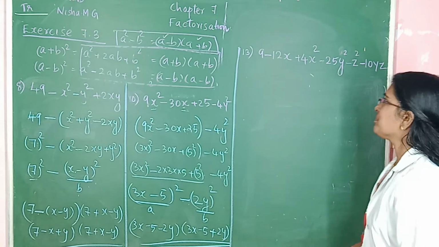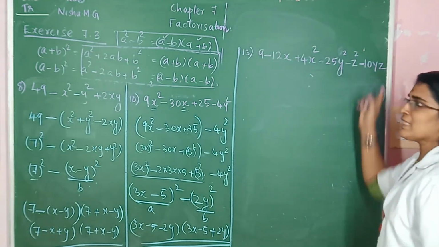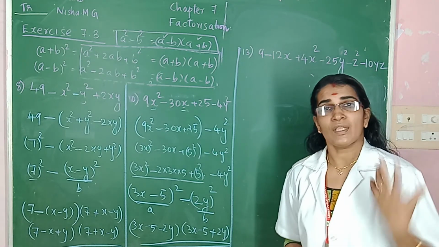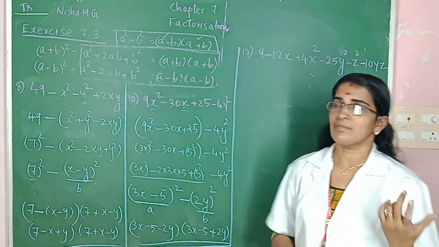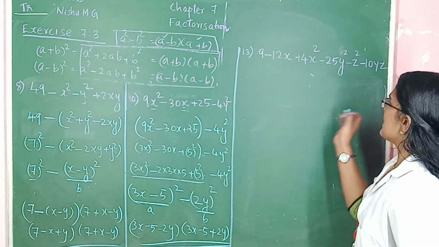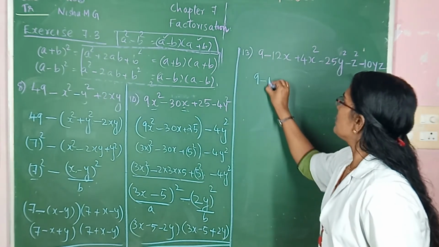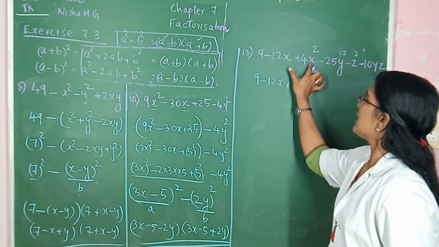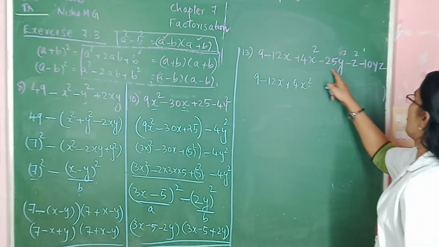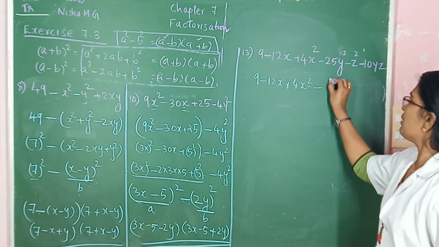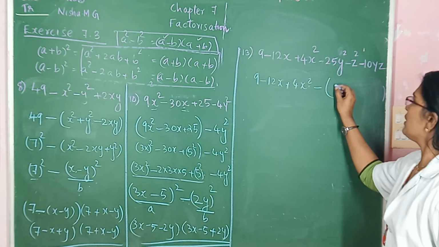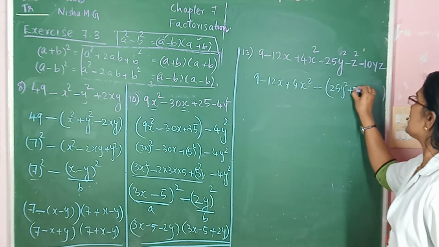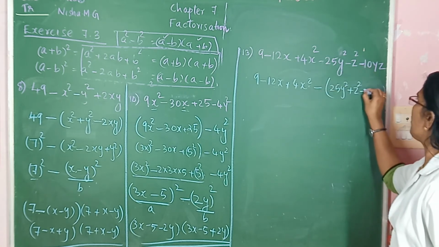Question number 13. 1, 2, 3, 4, 5, 6. 6 terms, a very long question. So we have to apply more than one identity. Let us change. 9 minus 12x plus 4x square will be together. The x terms together. All the 3 are negative. Take negative outside. So minus 25y square changes to 25y square. Here also minus taken out, plus x square. Here also minus taken out, plus 10y z.